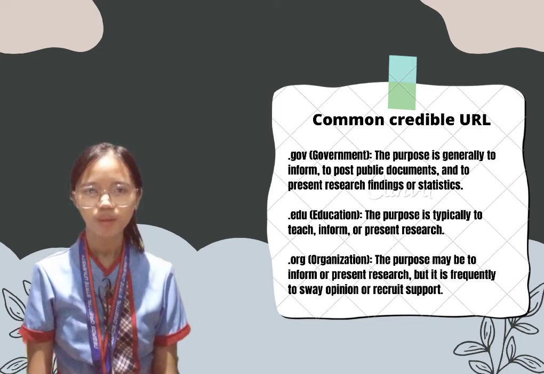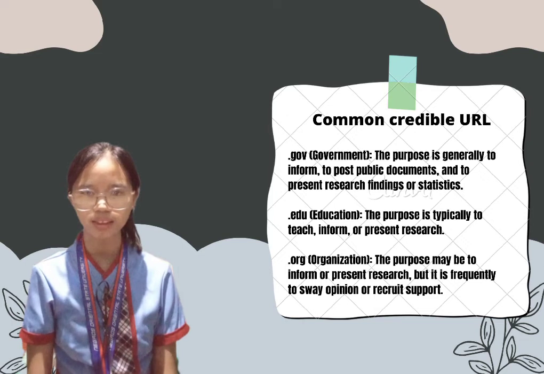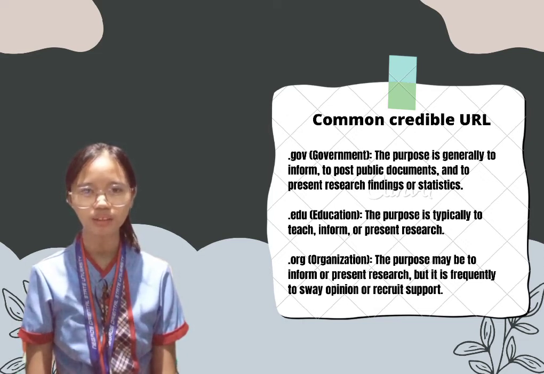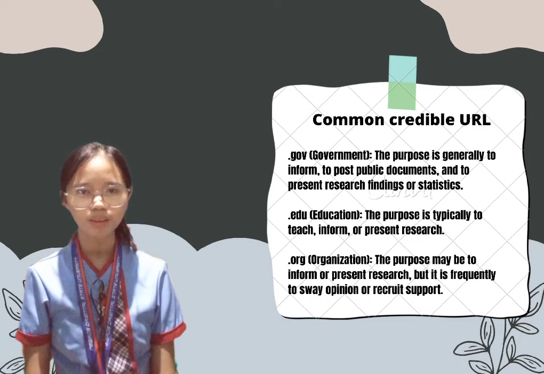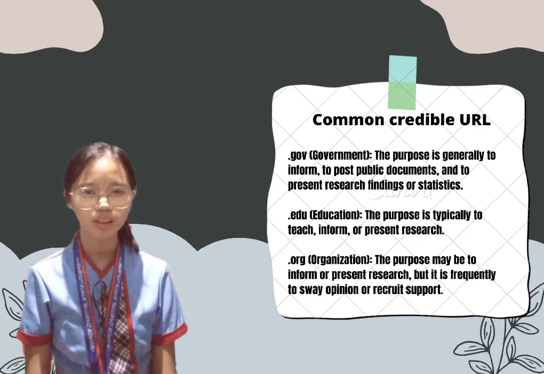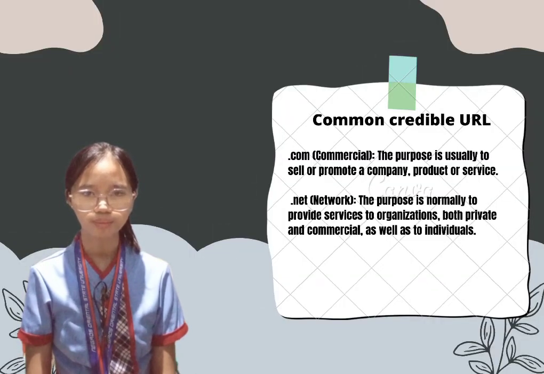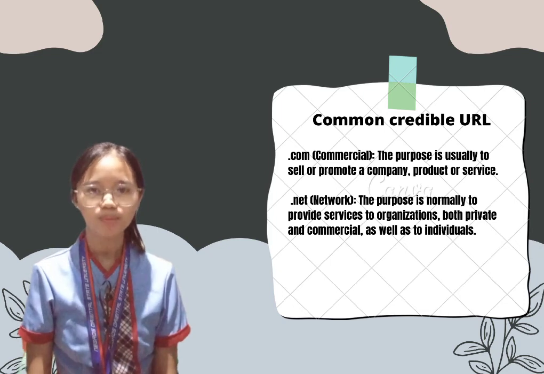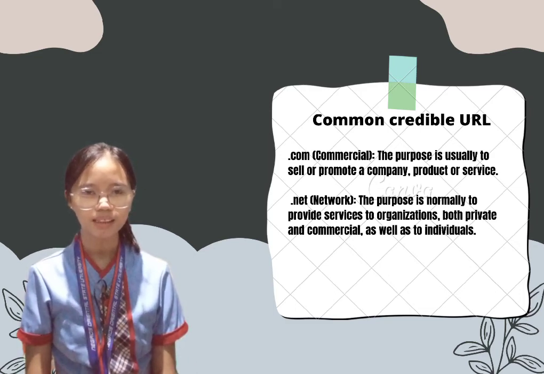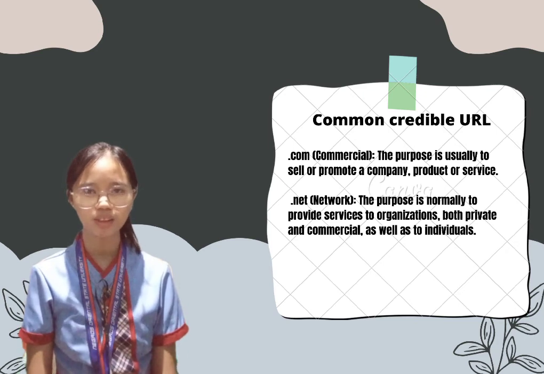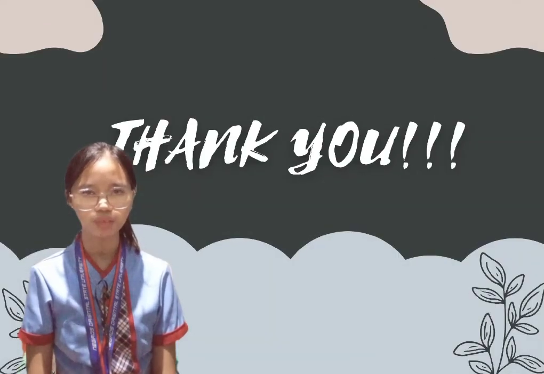.gov, or government: the purpose is generally to inform, to post public documents, and to present research findings or statistics. .edu, or education: the purpose is typically to teach, inform, or present research. .org, or organization: the purpose may be to inform or present research, but it is frequently to sway opinion or recruit support. .com, or commercial: the purpose is usually to sell or promote a company, product, or service. Lastly, .net, or network: the purpose is normally to provide services to organizations, both private and commercial, as well as to individuals.